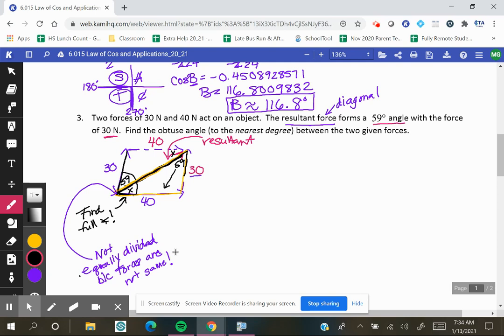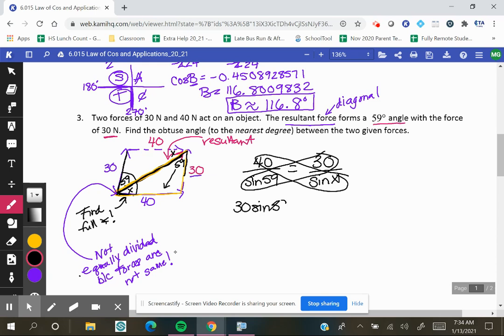So I'm going to set up my law of sines now. I take the side 40 over sine of the angle across from it, which is 59, equals 30 over sine of X. Okay, so now we're going to solve. Let's cross multiply. When we write that out, remember to make sure you write the number in front of the sine. So 30 sine 59 as opposed to sine 59 times 30, and 40 sine X. Very important. Those are written in front of sine. Now I'm going to solve for sine X, so divide by 40.